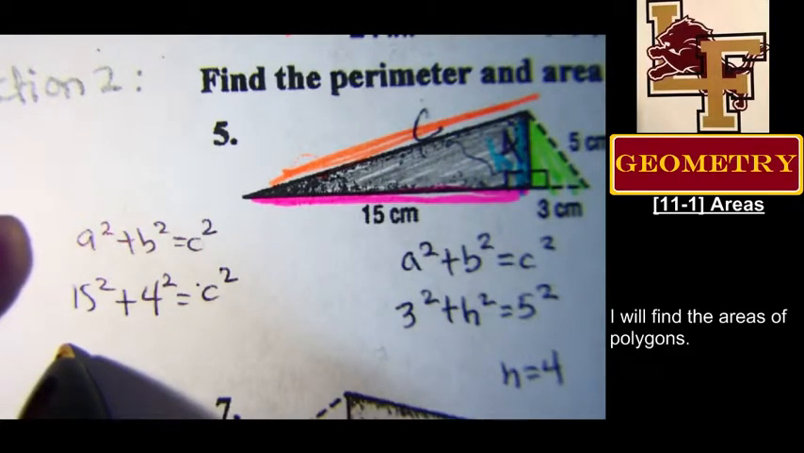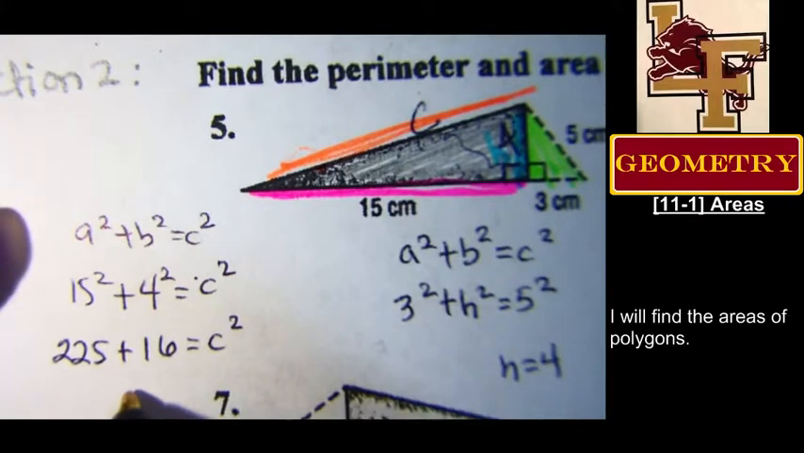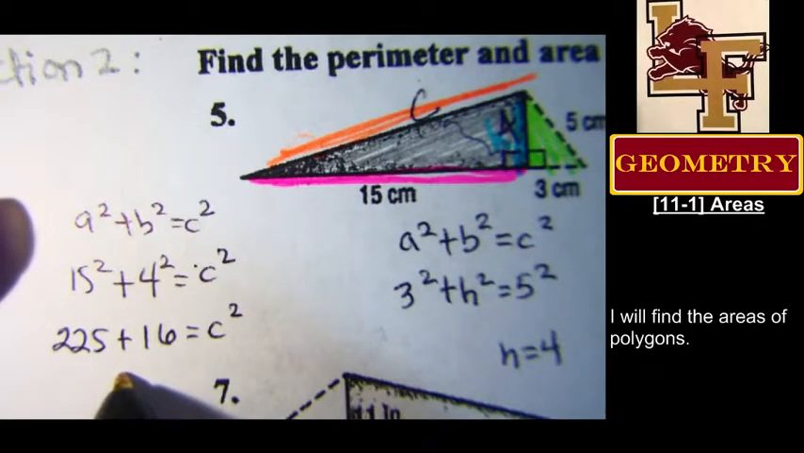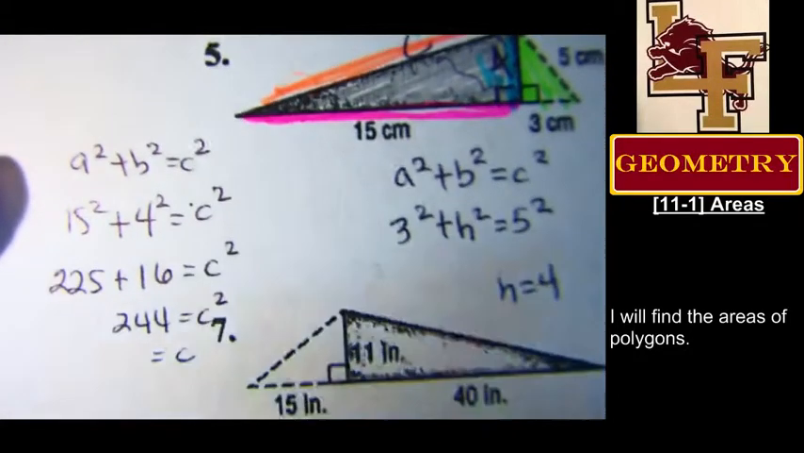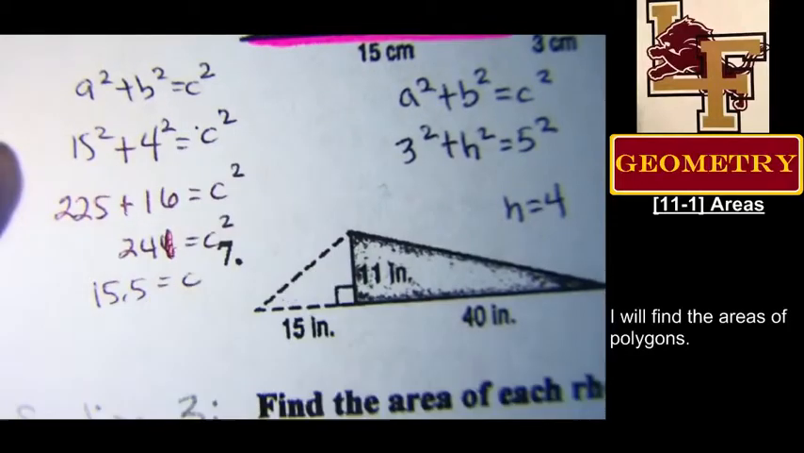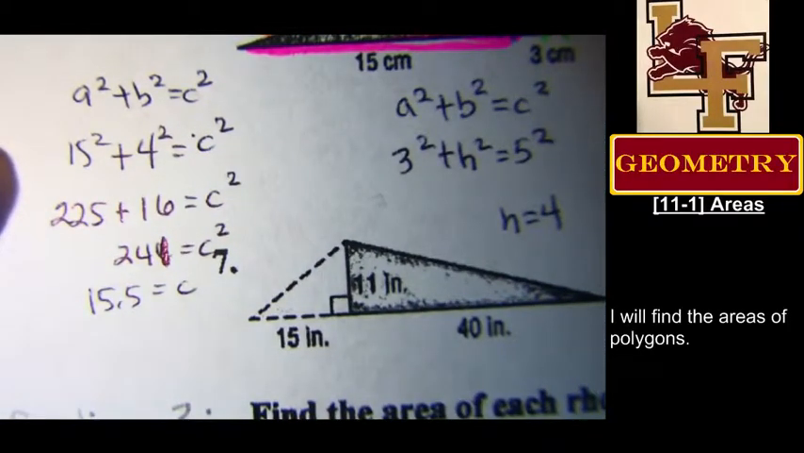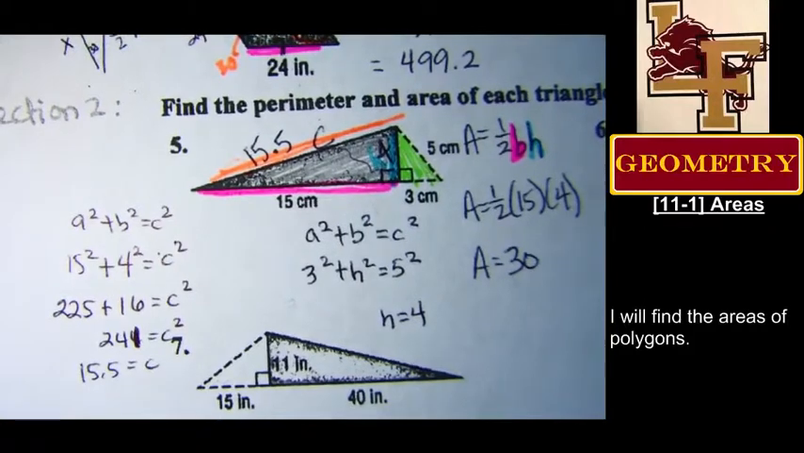15 squared is 225. Oh, I was going to be way off. I know 14 squared though. Okay, add those together. 241. Oh, 241, I misheard, I'm sorry. Okay, square root of 241. 15 point, we'll stop at 15.5. So now I have the measure of that side, and now I can add up all the measures, and I can give you a perimeter. Easy enough?